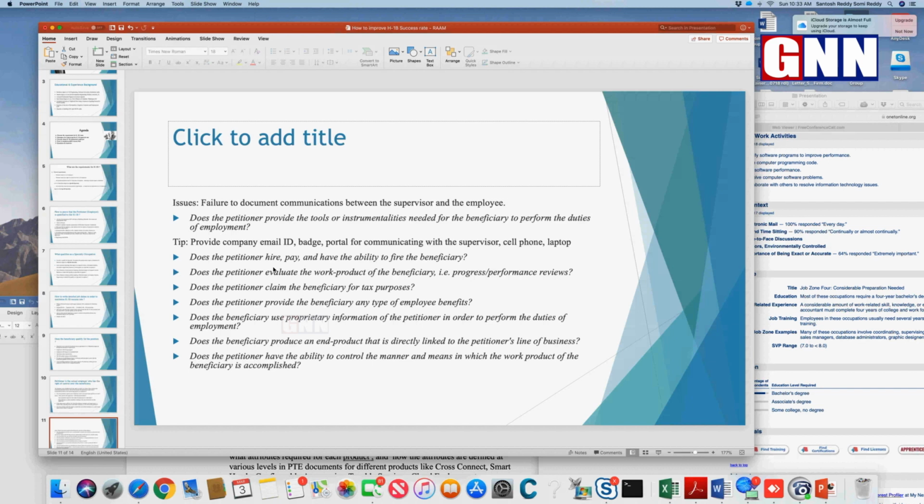The petitioner must be deducting the required taxes. The H1B employee has to be working on a W-2, and then they should be deducting the necessary taxes. And also, it is important that you provide the regular employee benefits to an H1B worker. This will also help avoid any discrimination lawsuits in future.